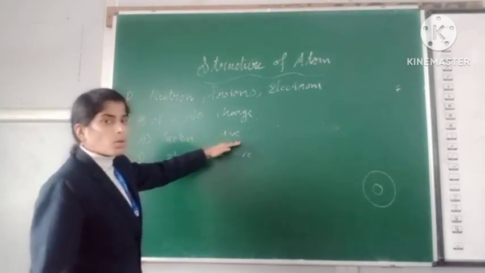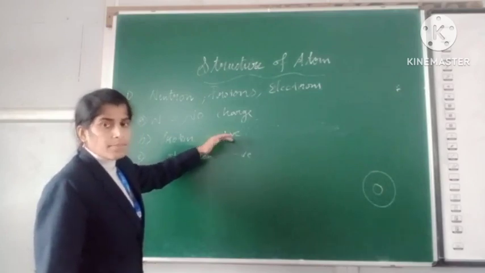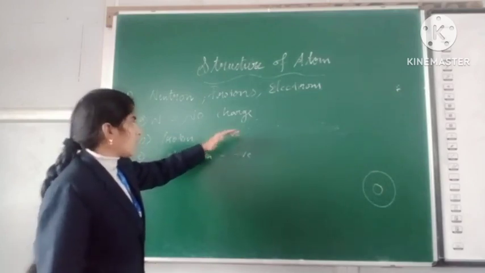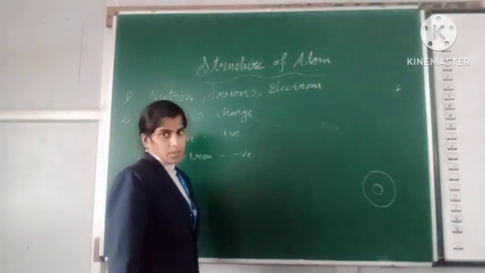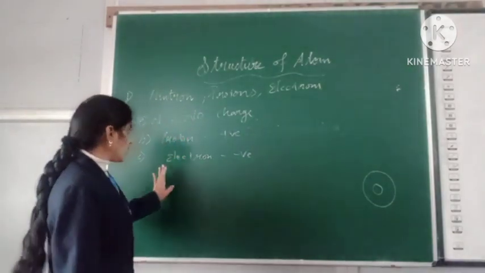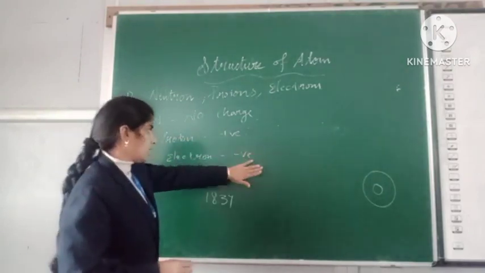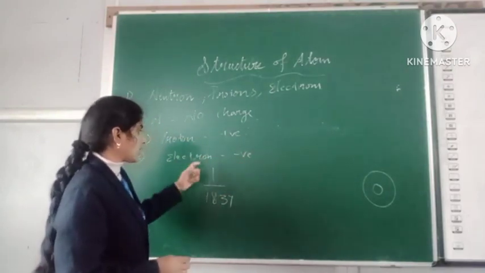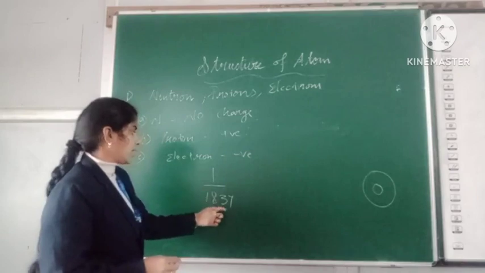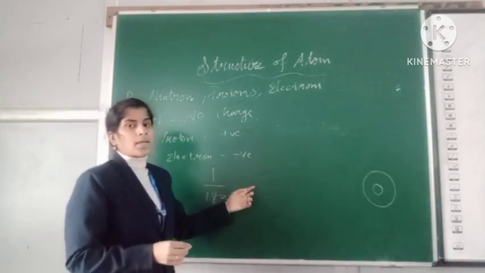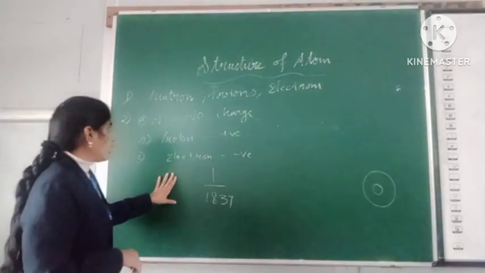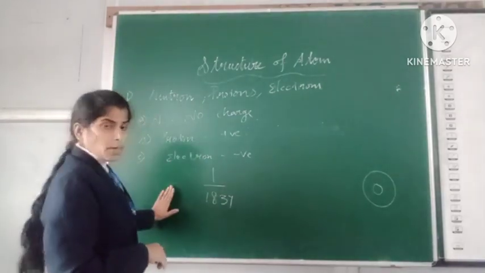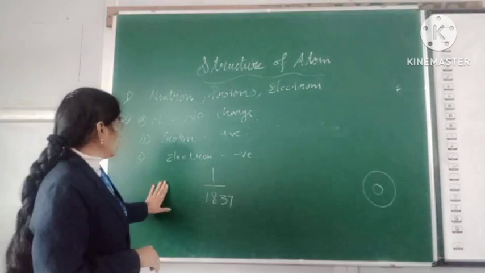The proton has a positive charge, and its mass is almost equal to the mass of one hydrogen atom. Is it clear? The next one, the electron, has a negative charge, and its mass is 1 upon 1837 times that of one hydrogen atom. So these are the subatomic particles, their masses and their charges.